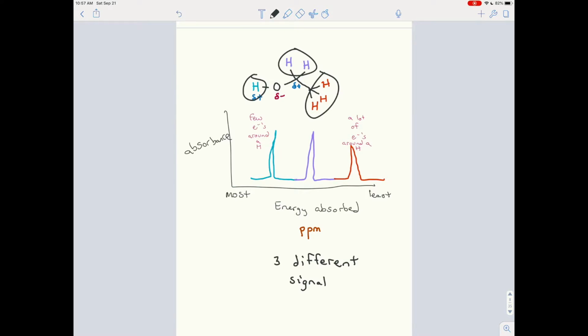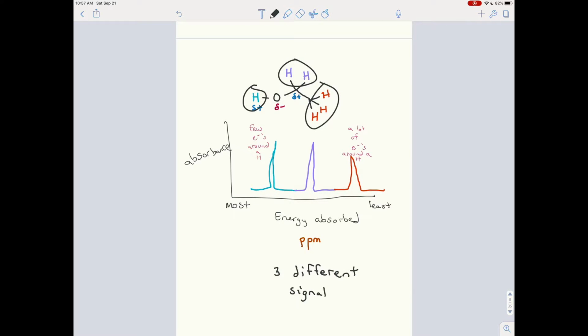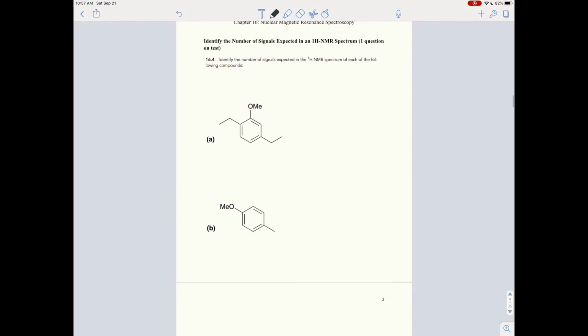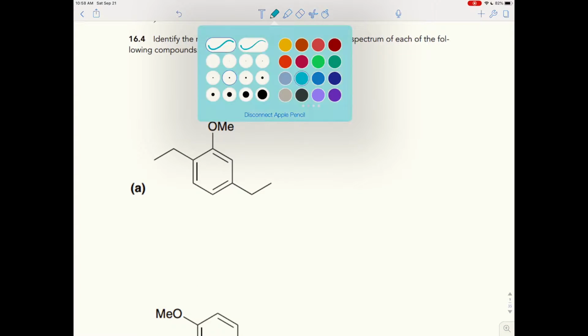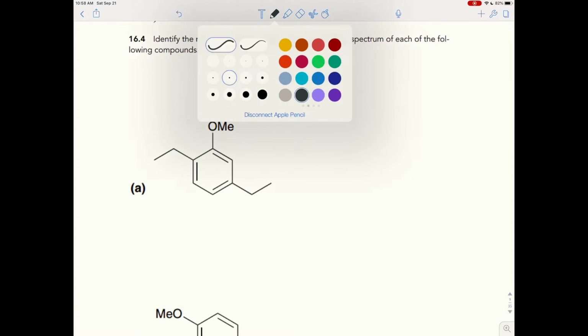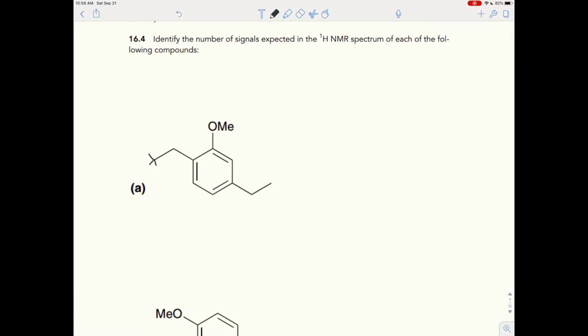Now in this example, the difference in electronic environments is more or less clear because we have a really electronegative element. But even if you didn't have an electronegative element, any difference in the atoms surrounding a hydrogen will create a slightly different electronic environment, and that will give rise to a new peak. And so in exercise 16.4, they're asking you how many peaks, how many shadows or signals are you going to have in these molecules? So first we'll want to draw in all of the hydrogens, and once we have them drawn in, we'll have to ask ourselves if the hydrogens are in the same or in different electronic environments.